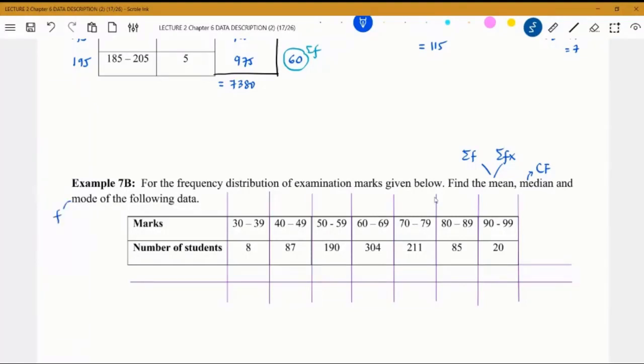Okay, so you have to add up the new column and the new row for each class. For fx, we need x, which is the midpoint, and then f, and then fx, and then cf. So, finding the midpoint first. Basically here we can have 4.5, 44.5, and then here 54.5. So we can see the pattern: we directly add 10.